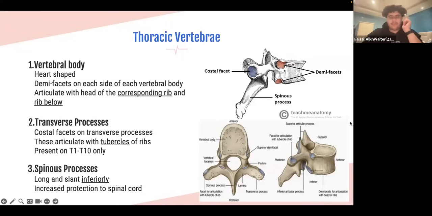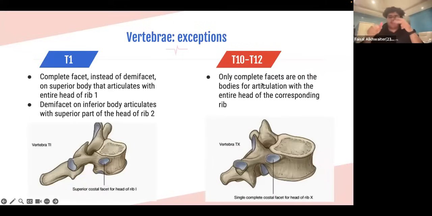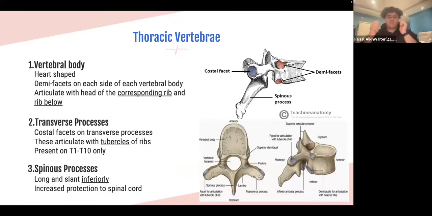And then you've got the demifacets. As you remember, we said that every rib attaches superior to the vertebra above it. Same thing for the vertebrae. So the first facet here would attach to the corresponding one, and then the other would be the rib below it. So if this is rib 5, this would attach to rib 6 if this is T5.